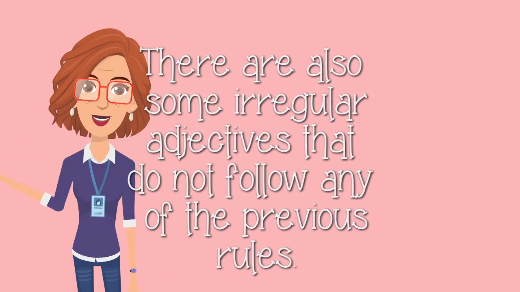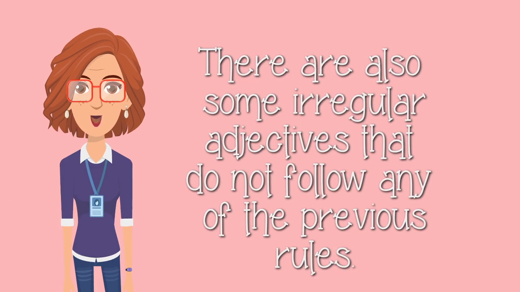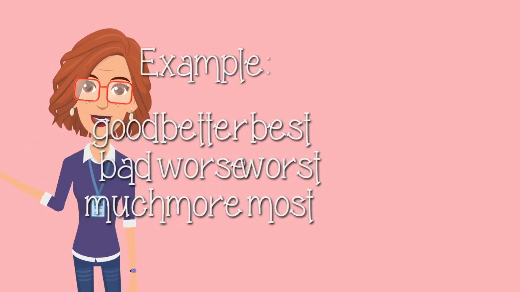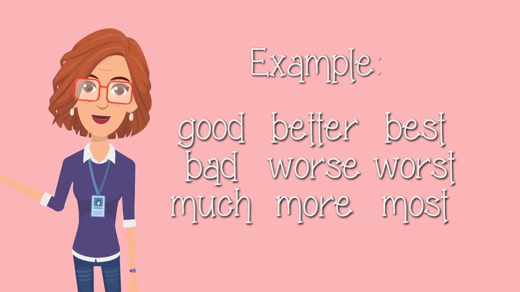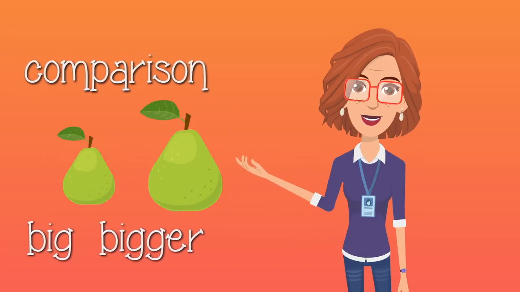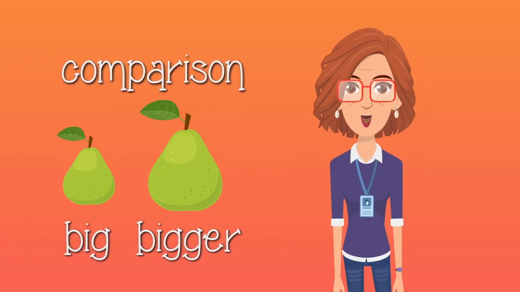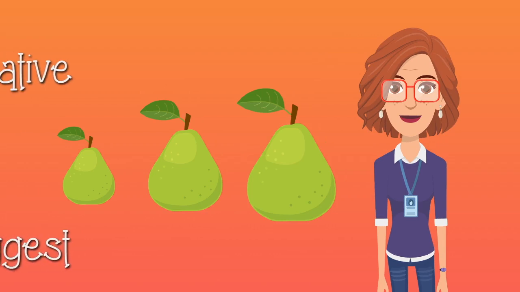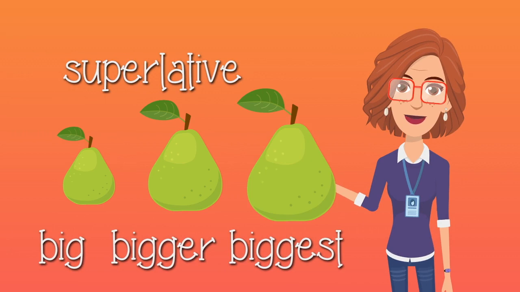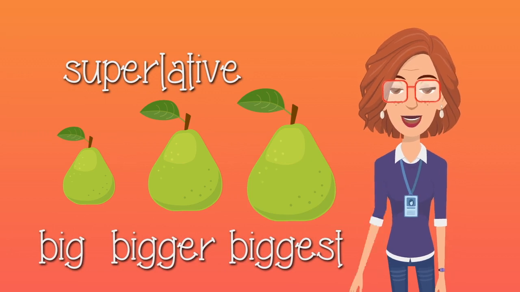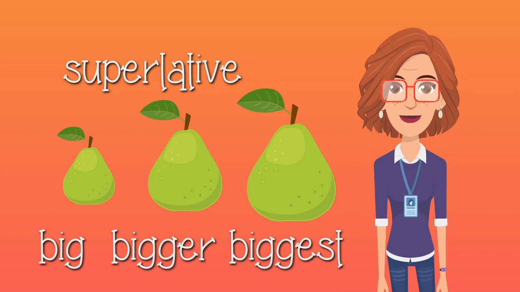There are also some adjectives that are superlative in comparison that don't follow any rules at all. For example, good, better, best, bad, worse, worst, and much, more, and most. So now let's look at these examples. There are only two pairs, and so one is big and the other is bigger. What happens if you add a third pair? Well, then you use the superlative. So the pair is big, bigger, or biggest.